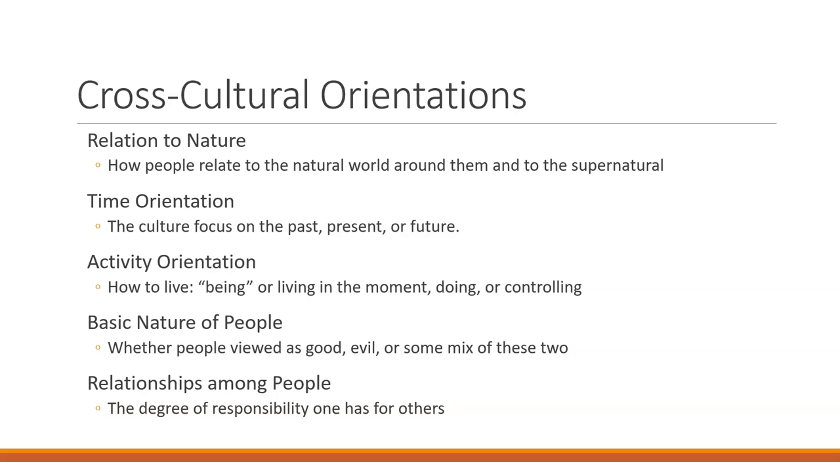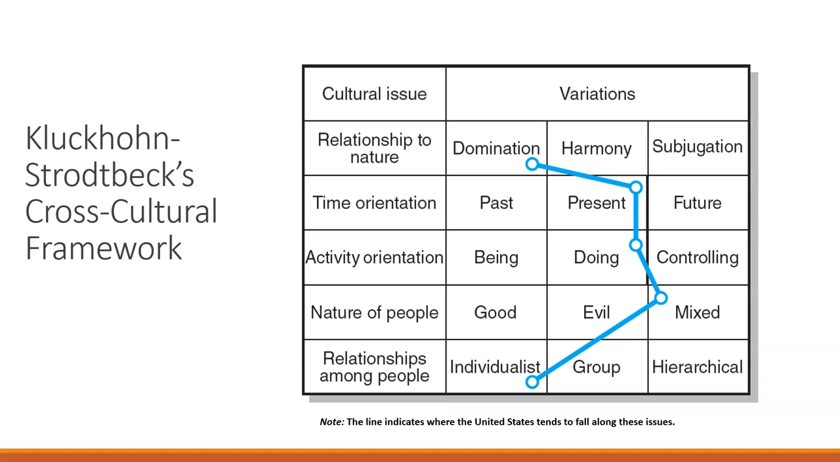Doer control, basic nature of people. Do we believe that people are generally good or evil or a mix of these two? Well, that comes back to our cultural and our religious values. And then what are our relationships among people? So that's the degree of responsibility we feel that we have for others. These are all part of the Kluckhohn-Strodtbeck cross-cultural framework discussed in the textbook.